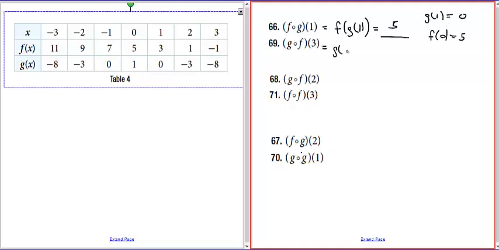Here we have g of f of 3 is something. So we do f of 3. So we come to our table here. f of 3 is -1. And then we do g of -1. So now we come to -1, read off the corresponding y value. So g of f of 3 is 0.